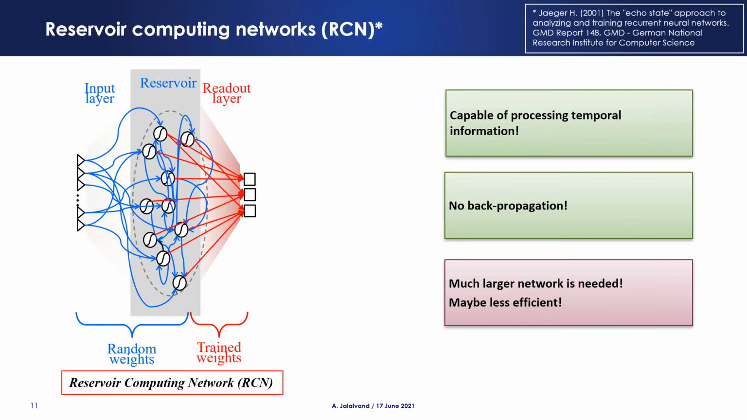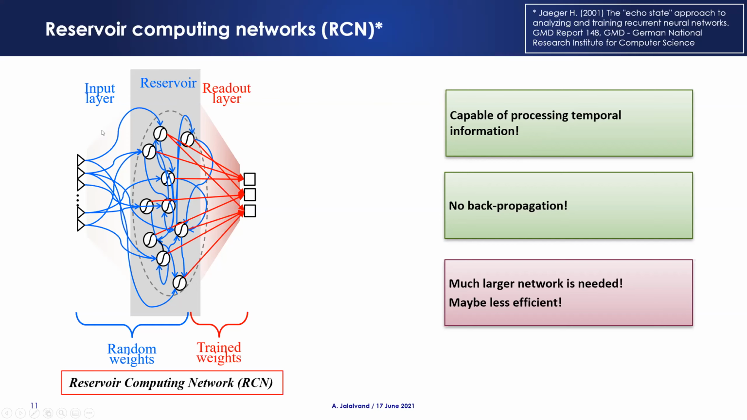And this is where reservoir computing comes into play. Reservoir computing in general is very similar to a recurrent neural network with two big differences. First of all, we don't have these structured hidden layers. We just have a pool of hidden nodes, which are randomly connected to each other and also connected to the input layer.